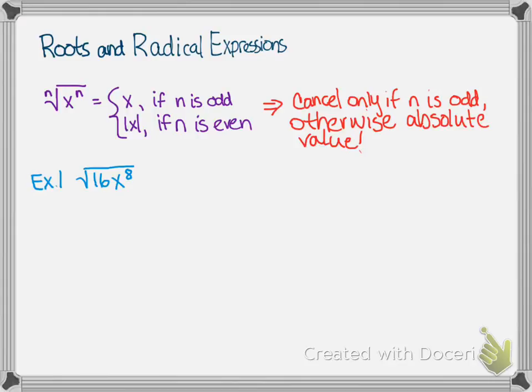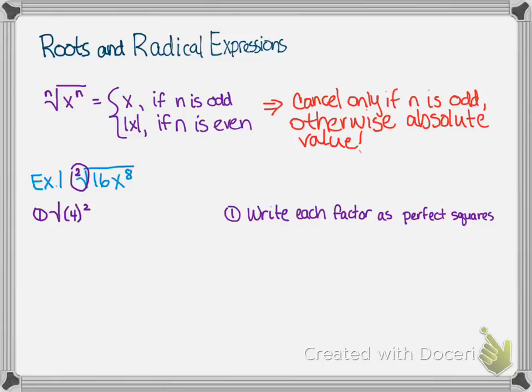So for example, let's look at taking the square root of 16x to the 8th power. Our first step, we're going to write each factor as perfect squares. Okay, so here we've got two factors. We've got 16 and x to the 8th, and here this is a square root. Remember, when there's no number there, our index is 2, and so we want to make perfect squares underneath the radical.